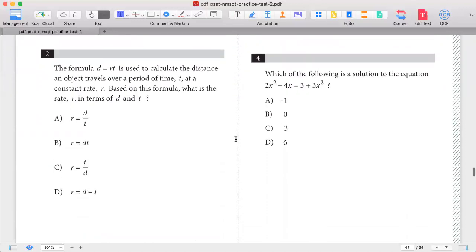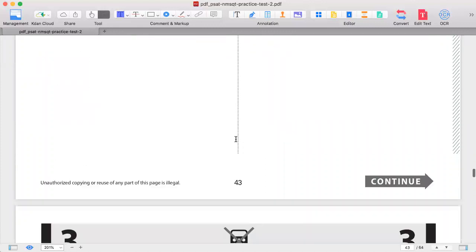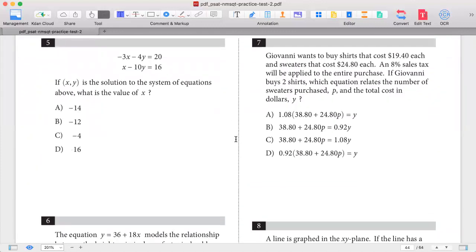Okay, we finished till here 4. So now we're going to answer number 5. I have here 2 equations: negative 3x minus 4y is equal to 20, and another one, x minus 10y is equal to 16. If (x, y) is the solution to the system, because I have a system, it means I have 2 equations, a system of equations above. What is the value of x?